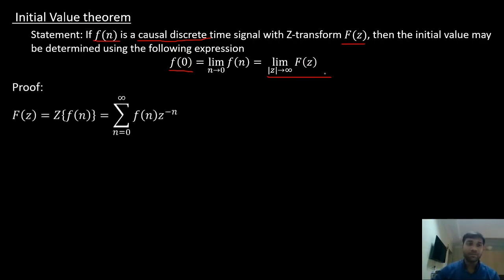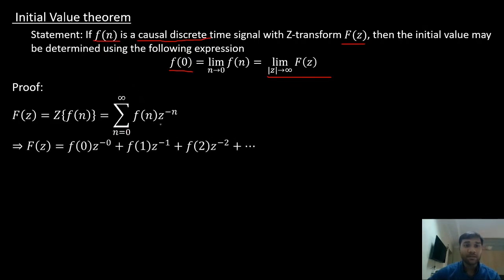We can prove this. I'll take the F of z expression. Since my F of n is causal, I'm going to consider n equals 0 to infinity. Now I am expanding the right hand side. n equals 0 means F of 0, then F of 1 into z to the power minus 1, F of 2 into z to the power minus 2, plus and so on.